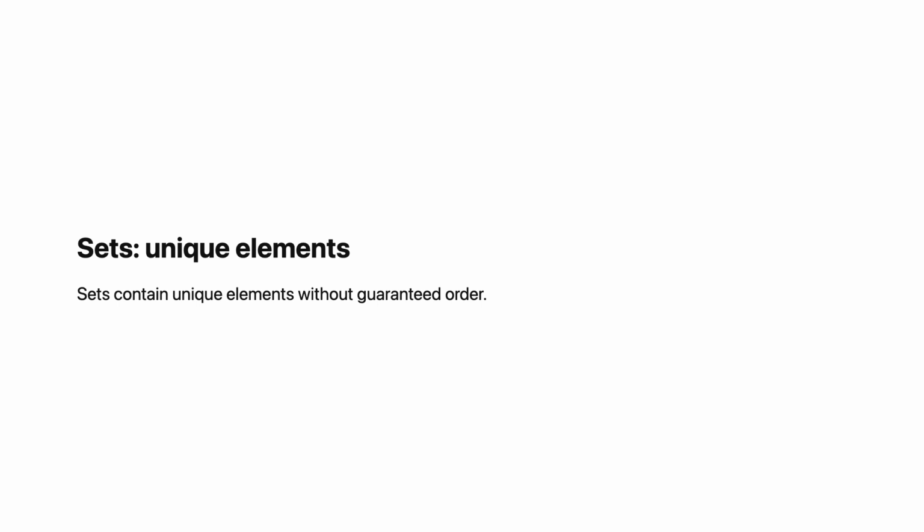A map associates keys with values. It is also called a dictionary or associative array. Each key maps to exactly one value. Keys must be unique, values can repeat. Consider Alice maps to 30, Bob maps to 25, Charlie maps to 35. This map associates names with ages. Given a name, the key, you can look up the age, the value.